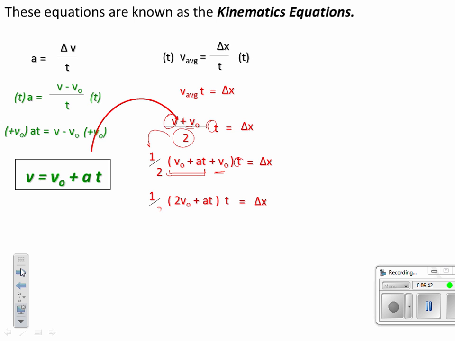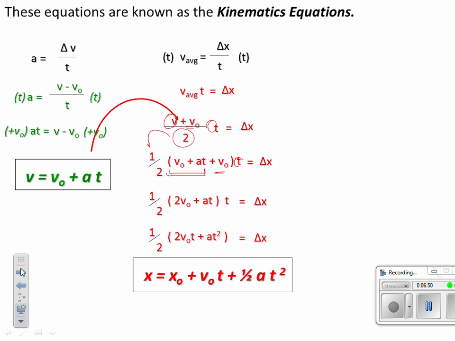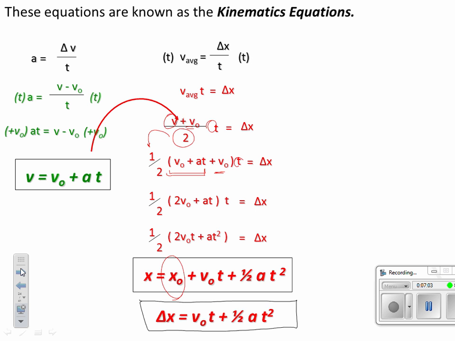We can combine those v naughts in there. We can distribute that t through there, and then distribute the 1/2 through there. Now, typically we don't write this x naught in there. This is the way that you'll see this equation written. Delta x is 1/2 times 2v naught t, which is just v naught t. 1/2 times at squared is 1/2 at squared.